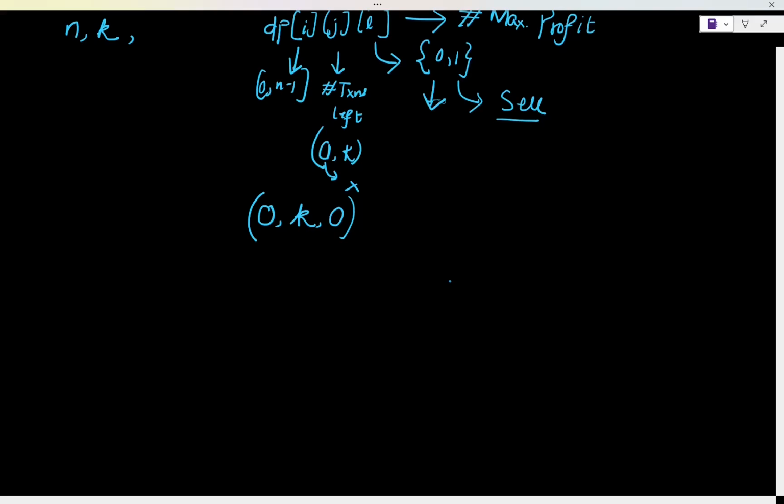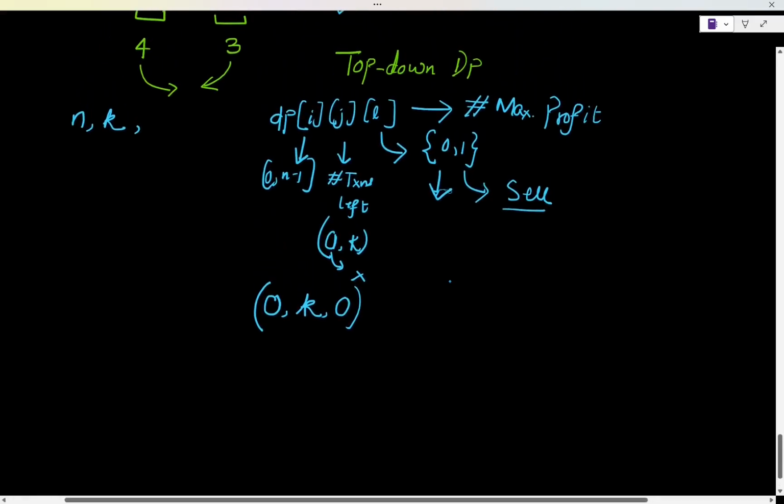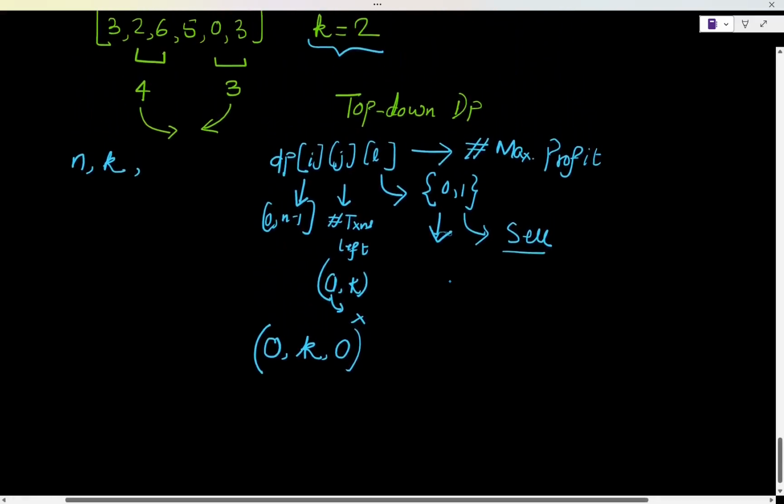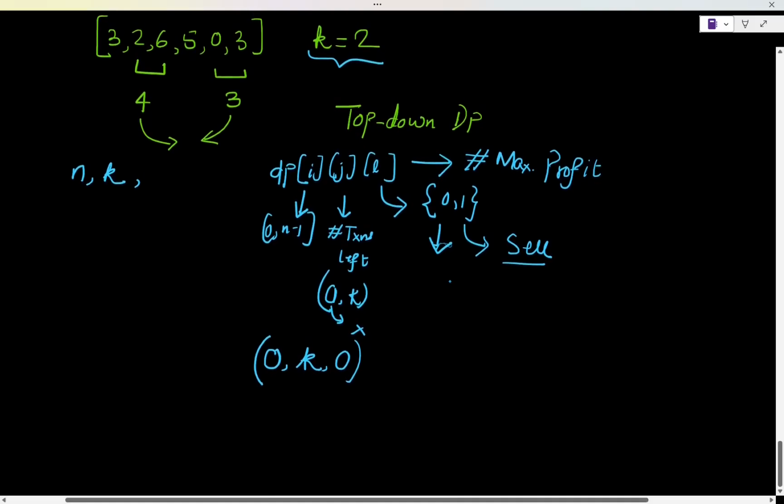Now, by the way, just note that when I say we'll be using top-down DP, of course, we have to use DP with memoization. So we'll start a recurrence call using the highest value we have. That is, we are at the starting of the array. We have all K transactions left. We will do a buy transaction first. And we'll keep on breaking the problem, and we'll keep memorizing the values at each state. It's basically DP with memoization.